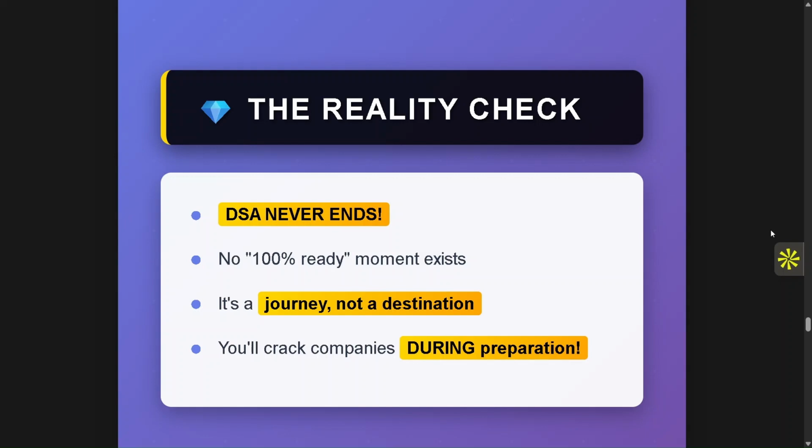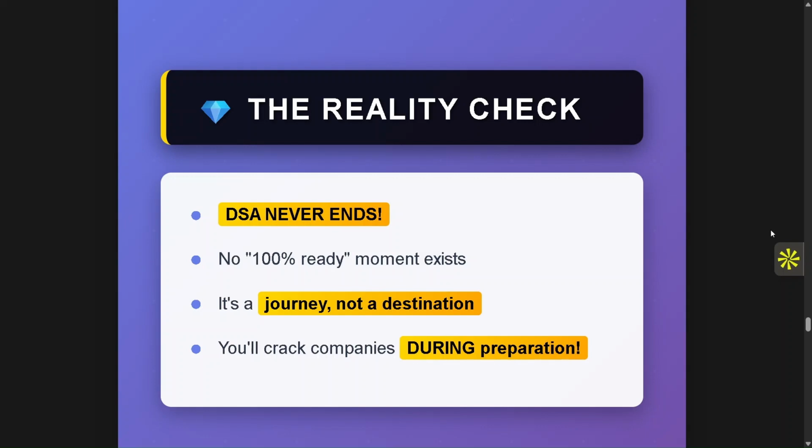But here's the beautiful part. I'm telling you this from personal experience. You will crack companies during your preparation. You do not need to wait until you are fully prepared. The day will never come. As you are learning, as you are solving problems, as you are building your skills, companies will start reaching out. Offers will start coming.